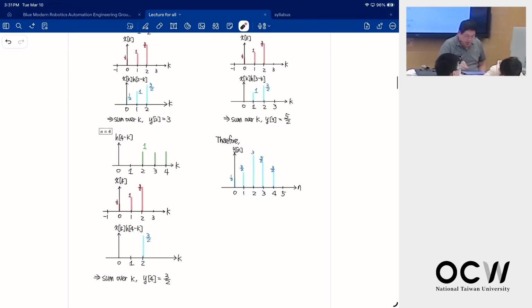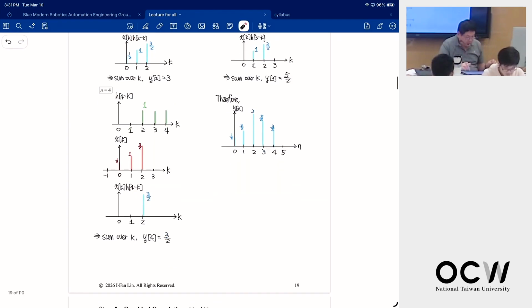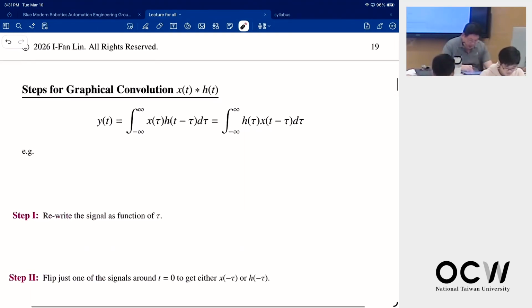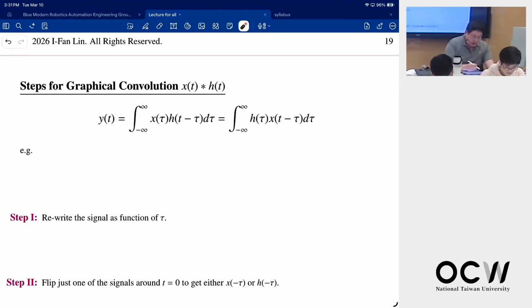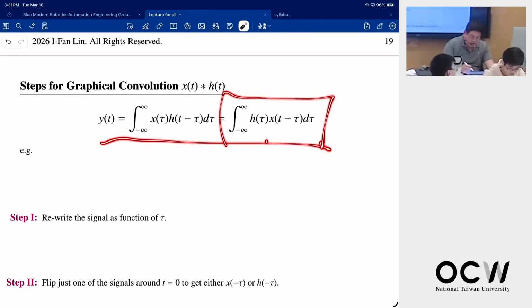Let's see the continuous time convolution. Exactly the same procedure: you flip, shift, multiply, and do the sum. Well, for continuous time, you do the integration. So the convolution for continuous time is here. Again, you flip and shift, you multiply together, and then you do the integration.